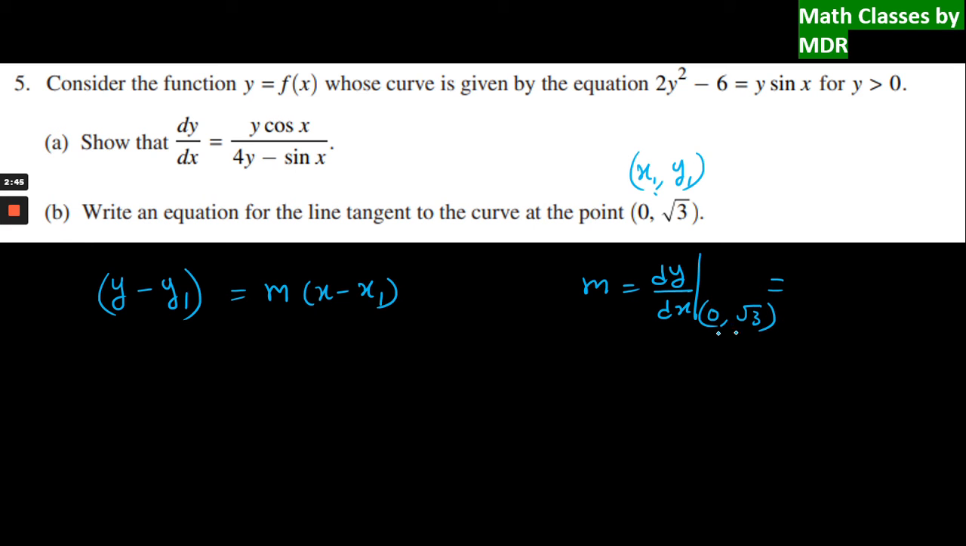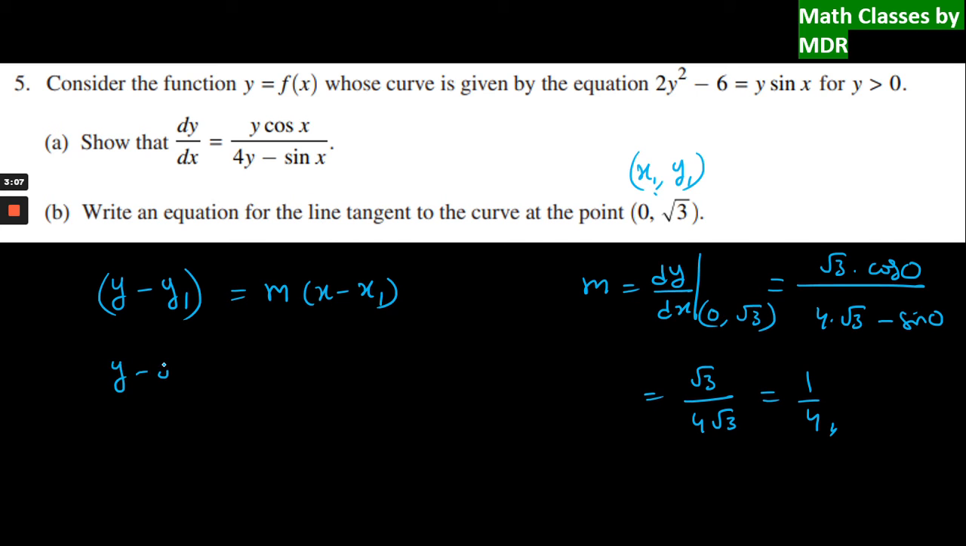So on substituting 0 and root 3 in dy by dx, what do we have? y is root 3, so root 3 cos 0 over 4 into root 3 minus sin 0. cos 0 is 1 and sin 0 is 0. So we have root 3 over 4 root 3, which is equal to 1 by 4. So the slope is 1 by 4. So what is y1? Root 3. y minus root 3, where m is 1 by 4, and x minus 0. This is your equation of the line tangent.